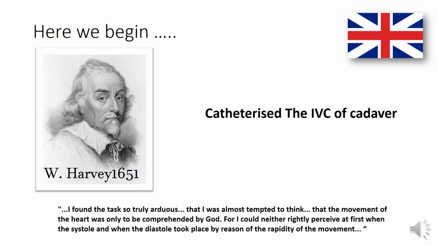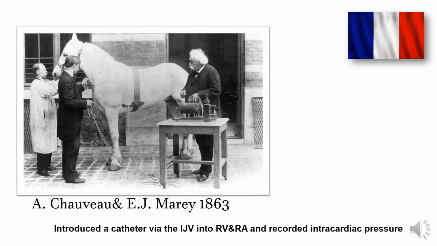This actually goes back to 1651 by Dr. William Harvey, who tried to catheterize the inferior vena cava of a cadaver during his experiments to understand the circulatory system. This was followed in France by Dr. Chauveau and Marey in 1863, when they introduced the catheter via the internal jugular vein, reaching the right ventricle and right atrium, and they recorded for the first time the intracardiac pressure waves.